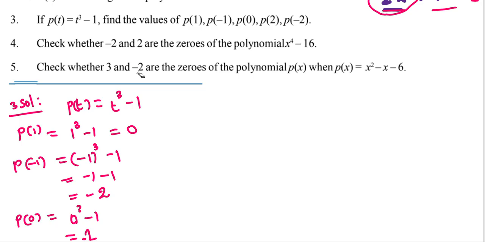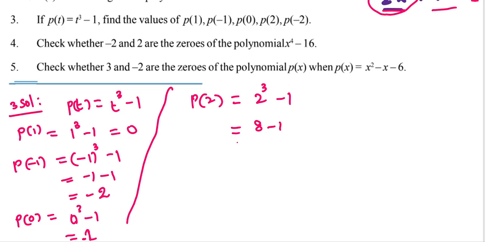Observe here, p of 0 is done, now p of 2. p of 2 is 2 cube minus 1. 2 cube means 8, minus 1. How much are you getting? 7. p of 2 is 7.